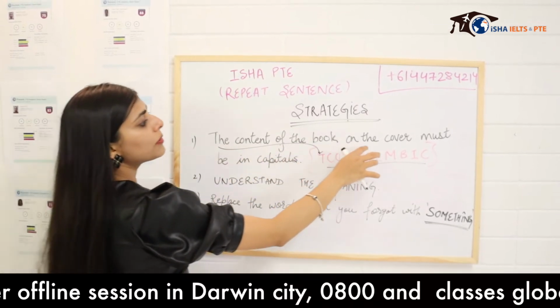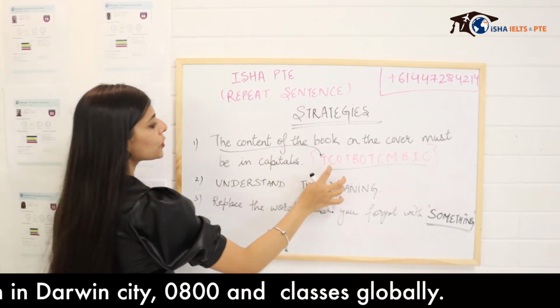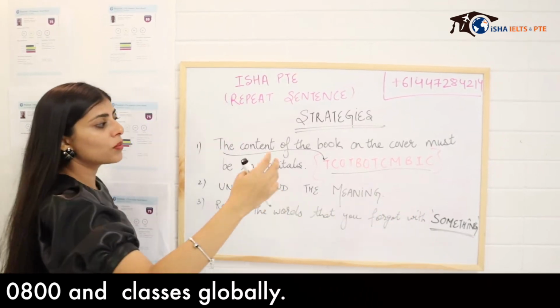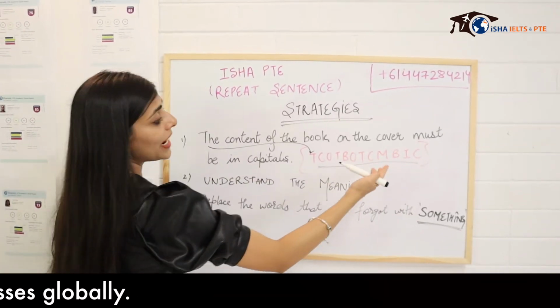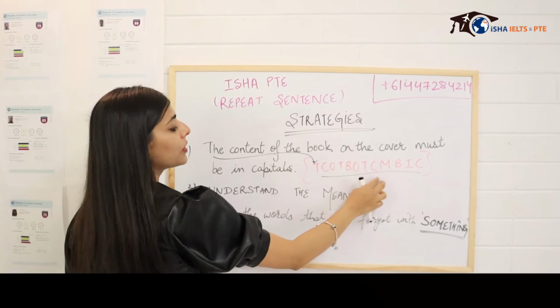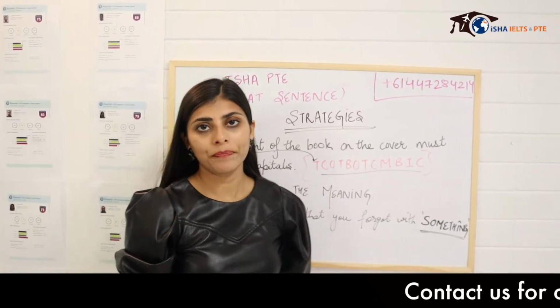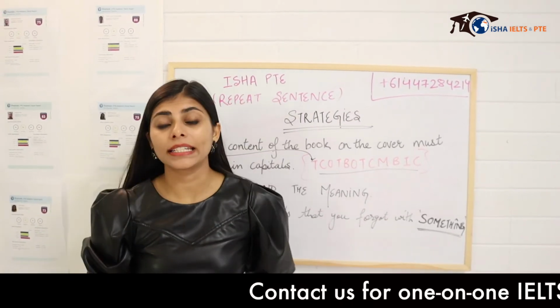For example, the content of the book on the cover must be in capitals. So I have written all the first letters, and when you have to speak, you can actually remember or recall after looking at this, and then you can speak. Again, let me put some more light on it.